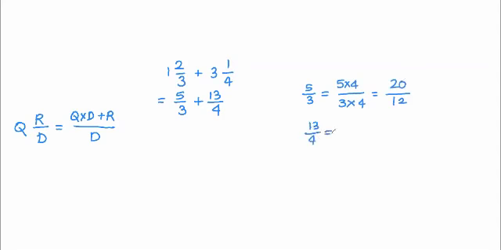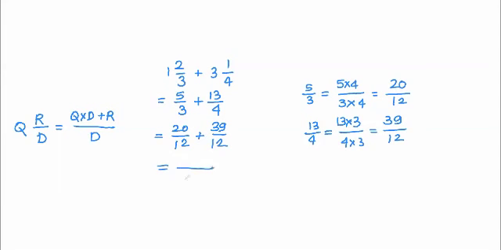Same with 13 upon 4. Again, I have to convert it into denominator as 12. 4 into 3 is 12, so 13 into 3 is 39. So this becomes equal to 20 upon 12 plus 39 upon 12. Now the denominator is same, so the denominator stays same. 20 plus 39 is 59. So the answer is 59 upon 12.